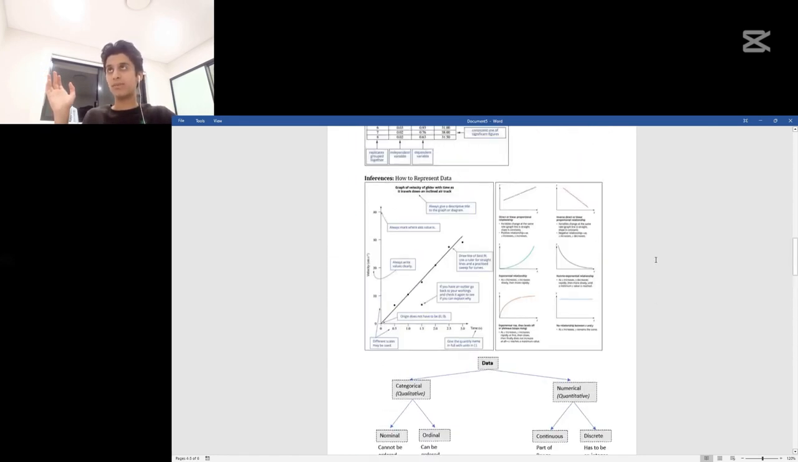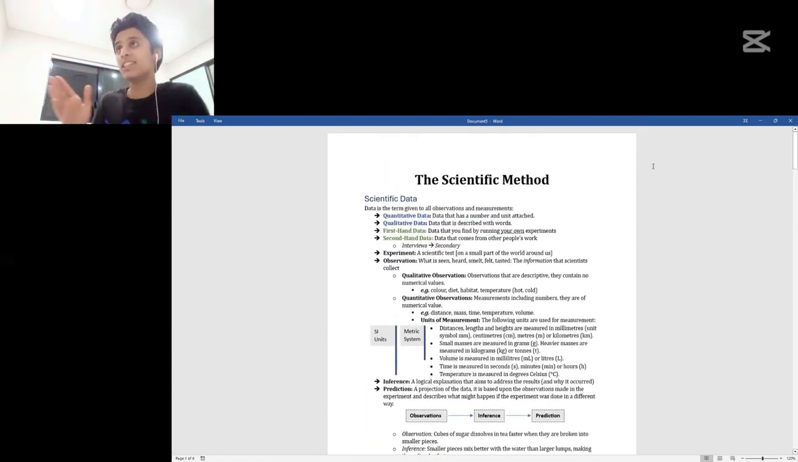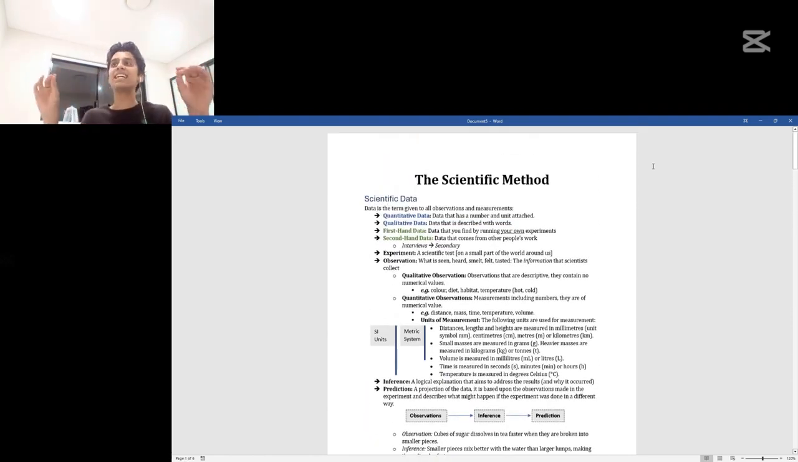So let me just go straight to the top. Okay, the scientific method, scientific data. Data is the term given to all observations and measurements. So data is what you see. So it's not the ball falls down because of gravity. That's not data. Data can be the ball falls down. So that's all the observations and measurements.